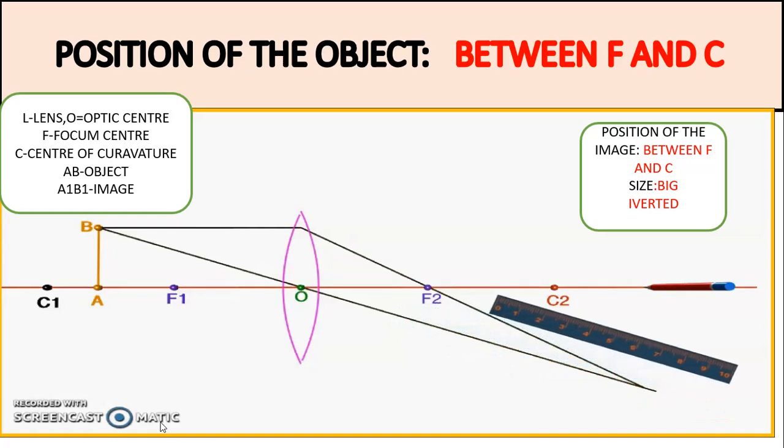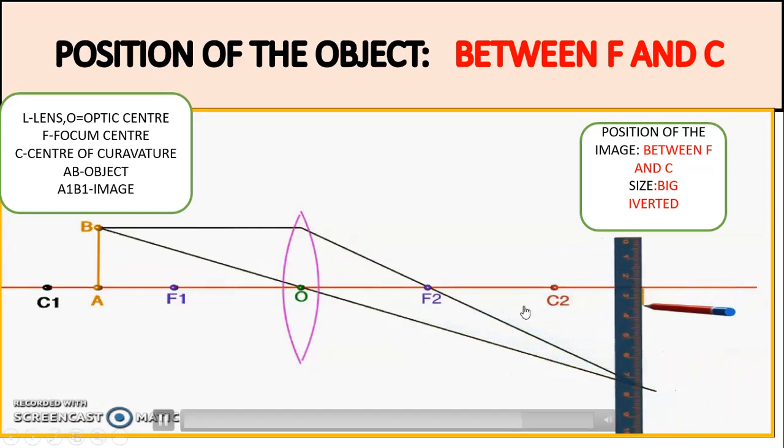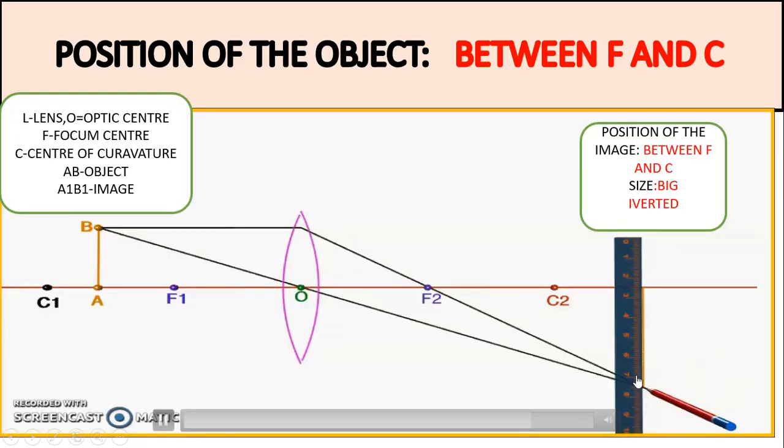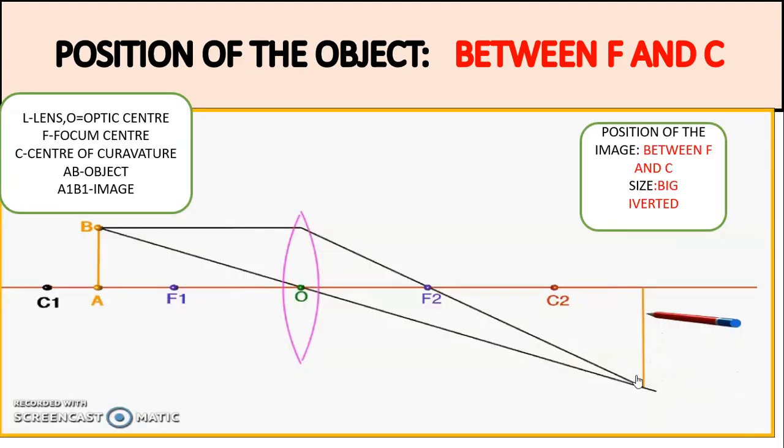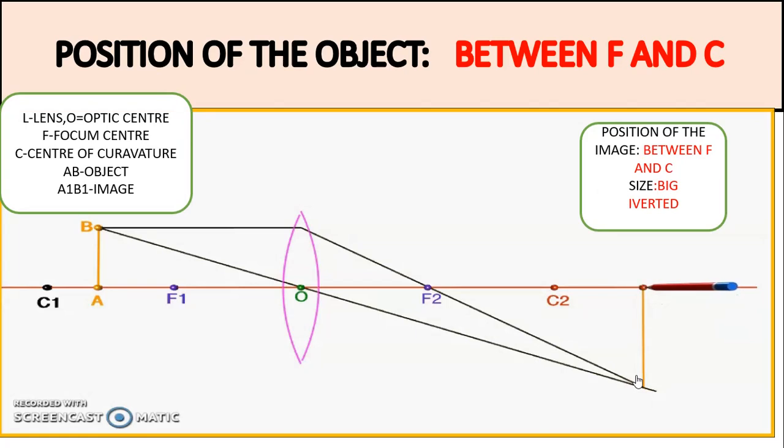You are observing that intersecting point. From that intersecting point draw a perpendicular like this. In the previous ray diagram, the size becomes equal. Now the position becomes beyond C. Now let us study the image.